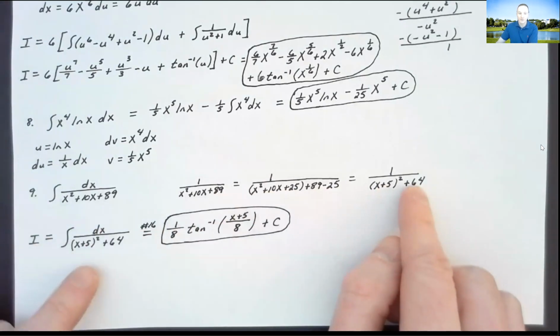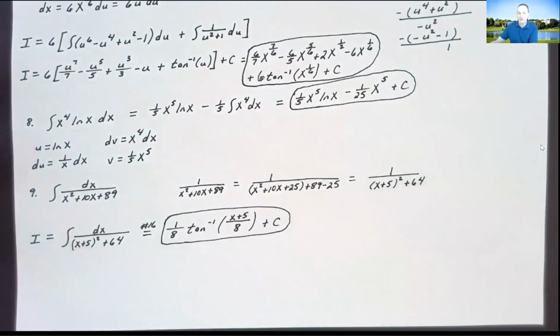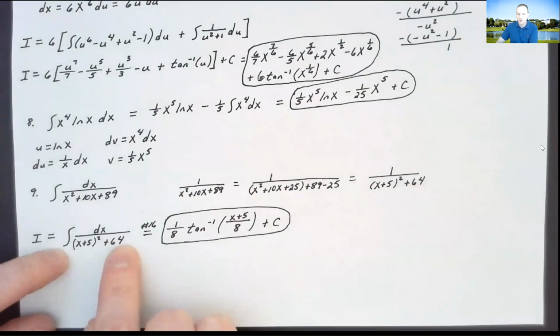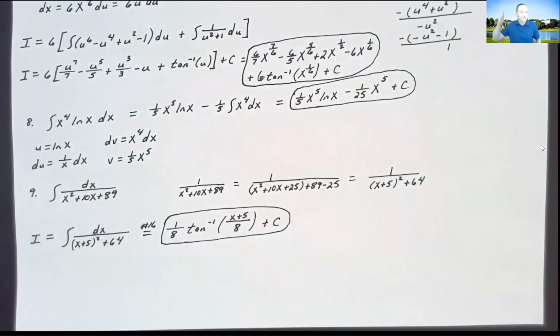So then I can say my original problem is equal to the integral of dx over x plus 5 quantity squared plus 64. And I can say this is in the format of 1 over u squared plus a squared, where my answer is just 1 over a inverse tangent of u over a plus c.